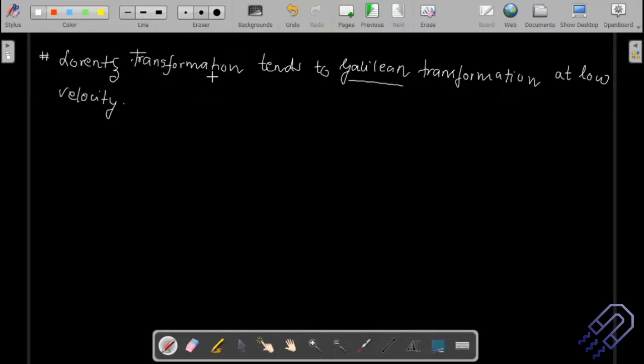So this is what I wanted to explain, because the Lorentz and Galilean transformations are connected. It's not that having the Lorentz transformation means the Galilean transformation is wrong. No, that's not true. In general, when we talk about the Galilean transformation, we have seen it several times: x prime is equal to x minus vt. But in the Lorentz transformation, x prime is equal to x minus vt divided by root over 1 minus v square by c square. So this will tend to this.